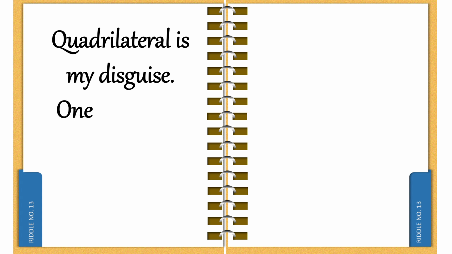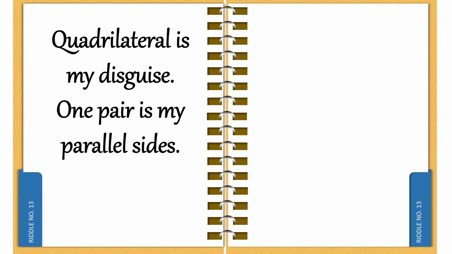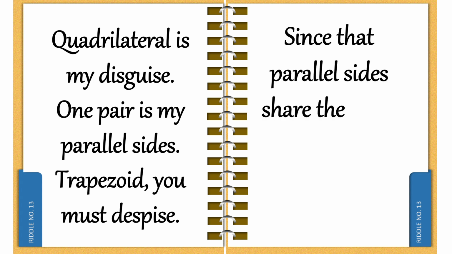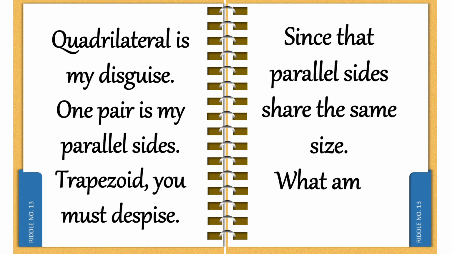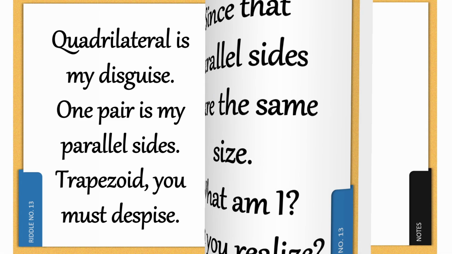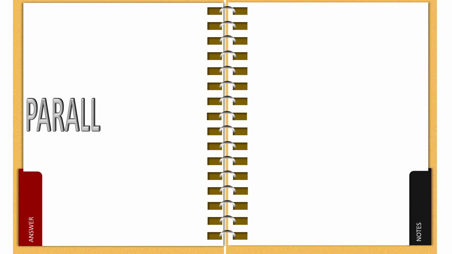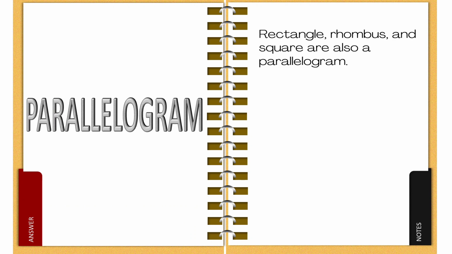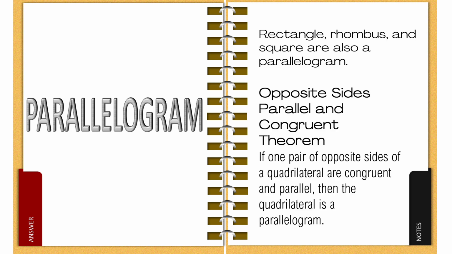Quadrilateral is my disguise. One pair is my parallel sides. Trapezoid you must despise, since that parallel sides share the same size. What am I, can you realize? Parallelogram is the correct answer. Remember that the rectangle, rhombus, and square are also described by the riddle since they are parallelograms. Meanwhile, this theorem supports the answer to the riddle.